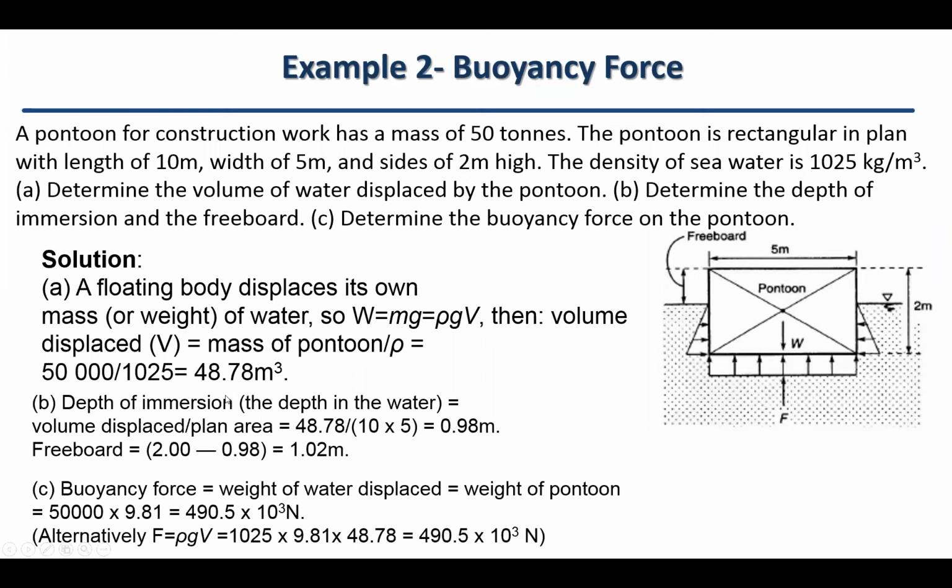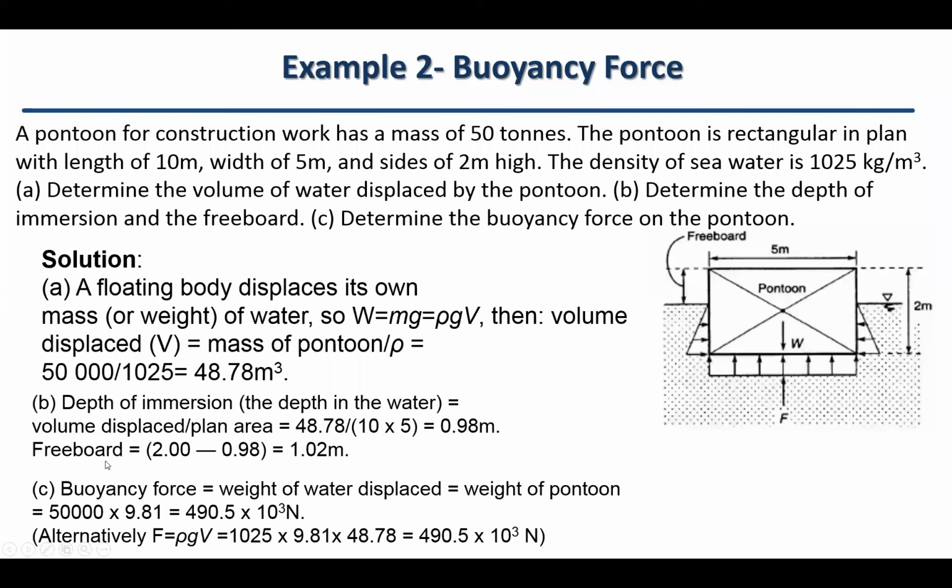Once we have the volume of water displaced, we should be able to calculate the depth of immersion. The depth of immersion is simply calculated by dividing the volume of the displaced water by the plan area. The plan area that is given to us is 10 by 5, so 10 meters by 5 meters. If we divide by this figure, we get 0.98 meters. We know the height is 2 meters, so 2 meters take away 0.98 gives us 1.02 meters freeboard.